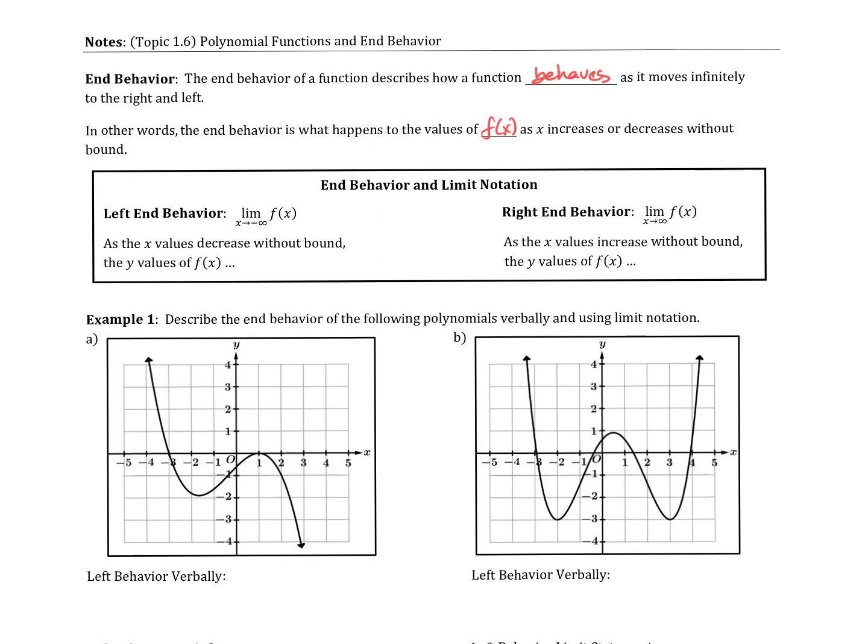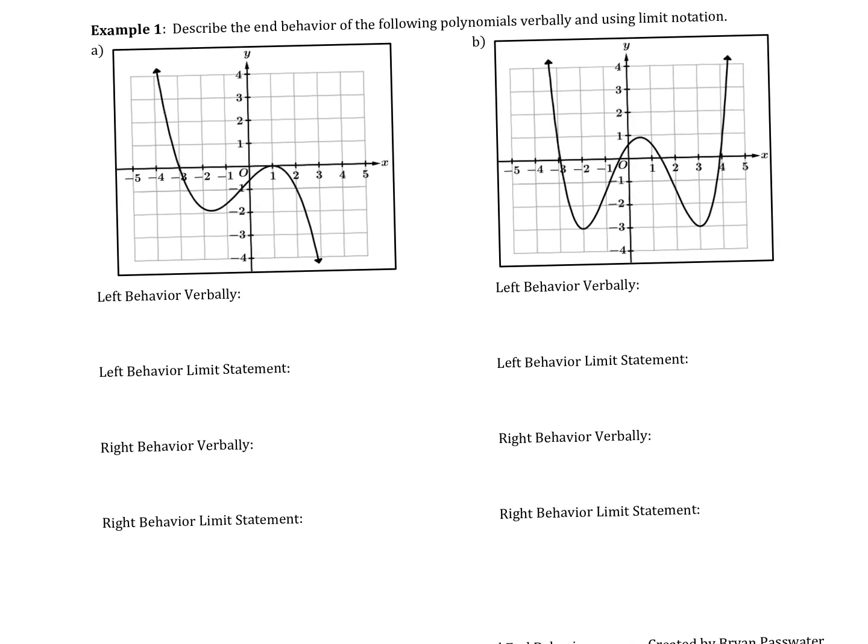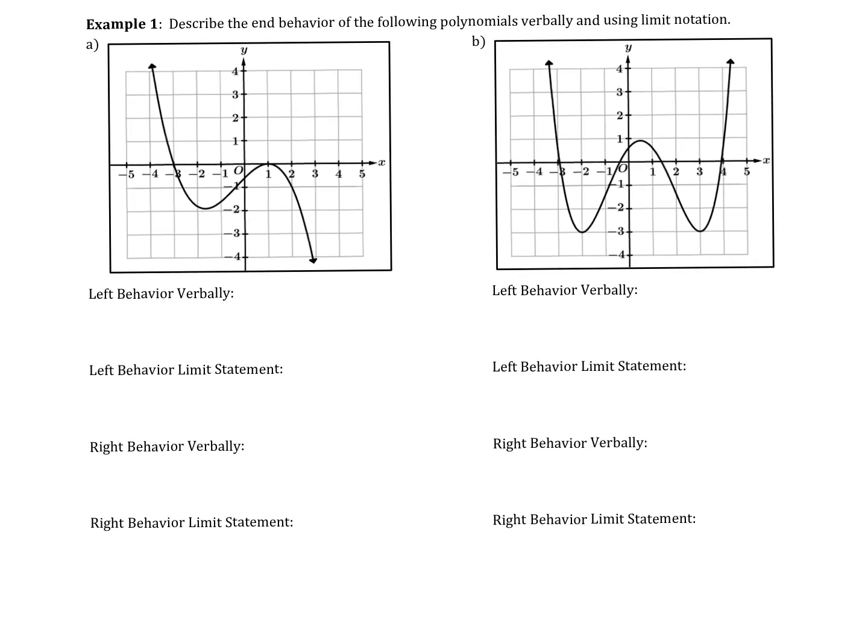Let's look at our examples here. On this first one, I need to find my left-hand and my right-hand behavior. I want to find a limit as x approaches negative infinity of this function. If I'm moving left, x is going to negative infinity, and then I need to describe what's happening to my y values. As this function moves left, what is happening to my function? It is going up. As it moves left, it is going up, and the way we describe that is it equals infinity. It is increasing without bound.